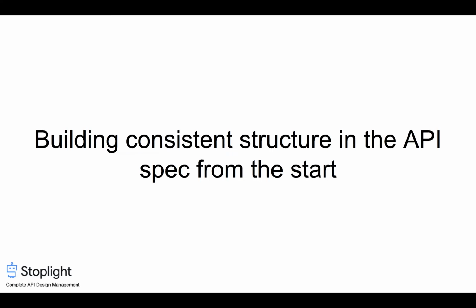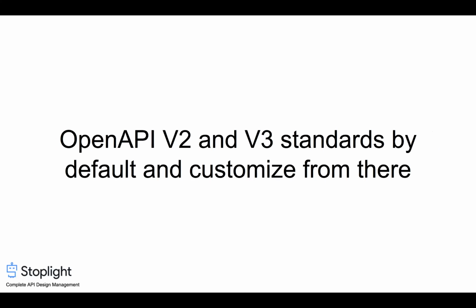One of the main benefits is that in the earlier stages of development, you're building consistent structure in the API spec from the start. That gives you foundations to consistently build the right API specs for your teams across organizations. That consistency means it can be measured, it can be checked, and it helps everybody get some type of uniformity, which we'll talk about in just a second.